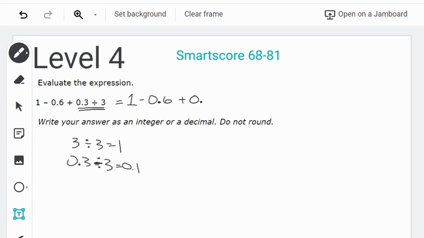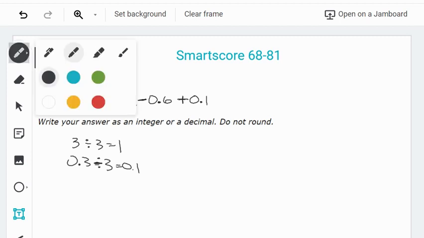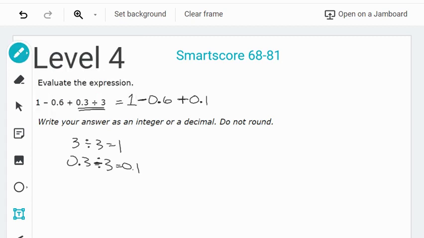That's another way to think of it. So 0.1. Now we have subtraction and addition, and if you recall, they're on the same level when it comes to the order of operations. So we'll just go from left to right, meaning let's do the subtraction first. And with decimals, I think it works well to think about money. If you have $1, and you take away 60 cents, that's the same thing as subtracting off 0.60.